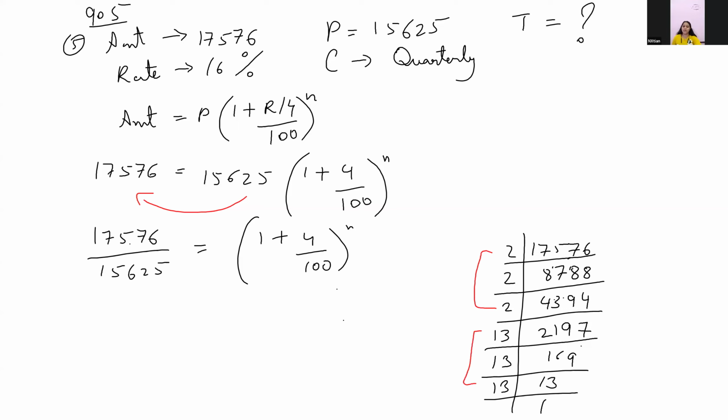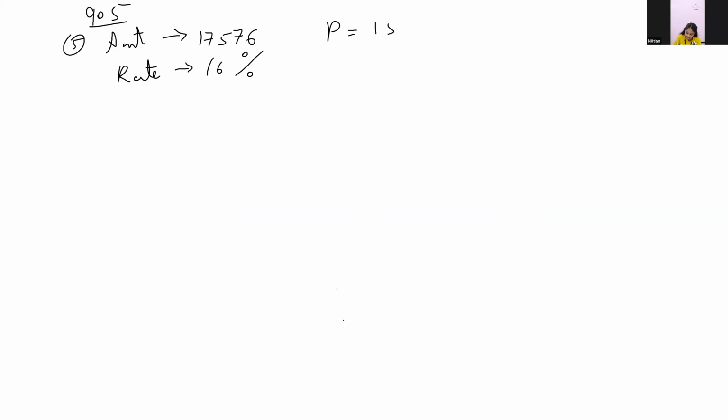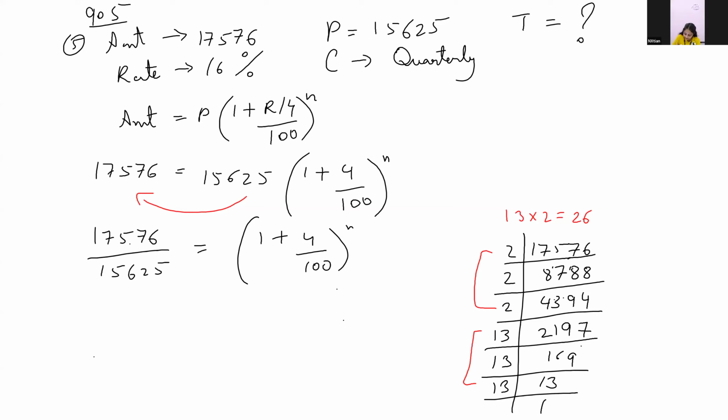Okay. So now take 1, 2 from here and 1, 2 from here. That is 13 into 2, which will be 26. So 26 cube will be my cube for 17576. I can write 26 cube. And 15625 is the cube of 25. So I can write 25 cube. Because they are in the ratio, I can take the cube common. So I can simply write 26 upon 25 whole cube. Now on this side, you take the LCM of 1 plus 4 by 100.